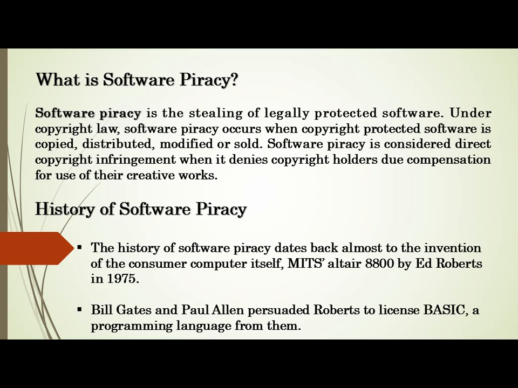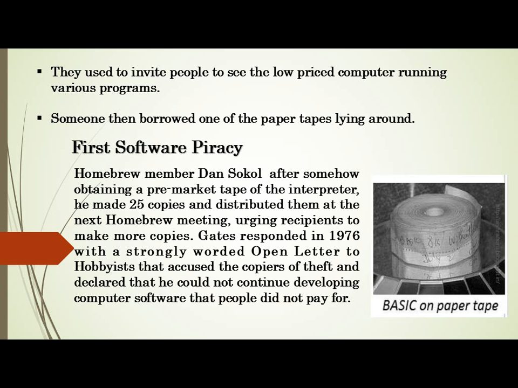History of software piracy. The history of software piracy dates back almost to the invention of the computer itself. Myths. Altair 8800 by Ed Roberts in 1975. Bill Gates and Paul Allen persuaded Roberts to license BASIC, a programming language, from them. They used to invite people to see the low-priced computer running various programs. Someone then borrowed one of the paper tapes lying around.